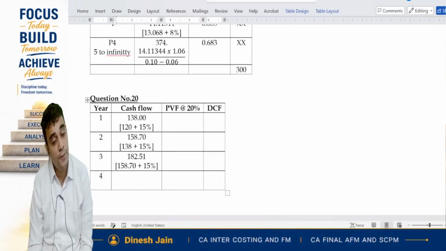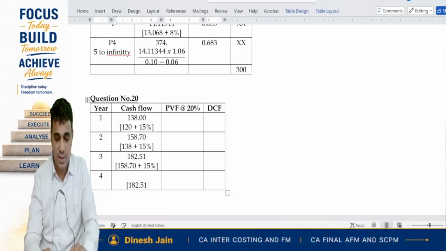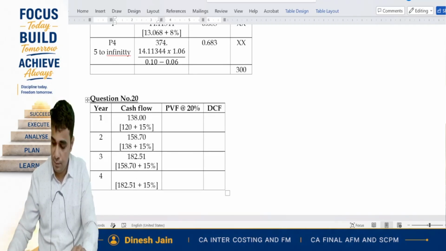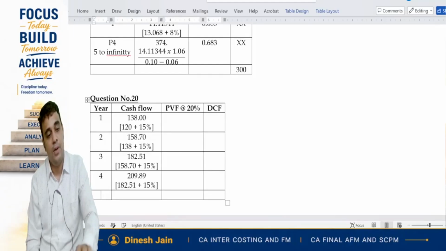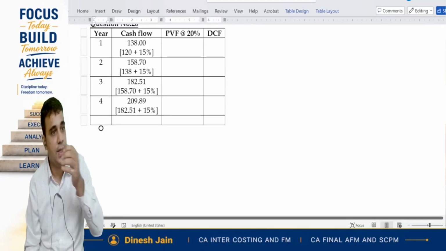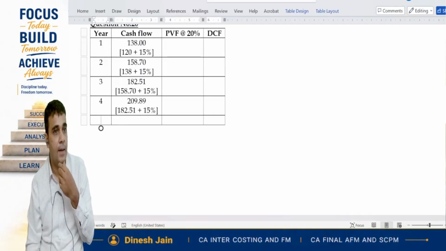What is the growth rate for fourth year? Again 15. I don't have a choice. Plus 15%. 182.51 gives 209.89. Any doubts till this?